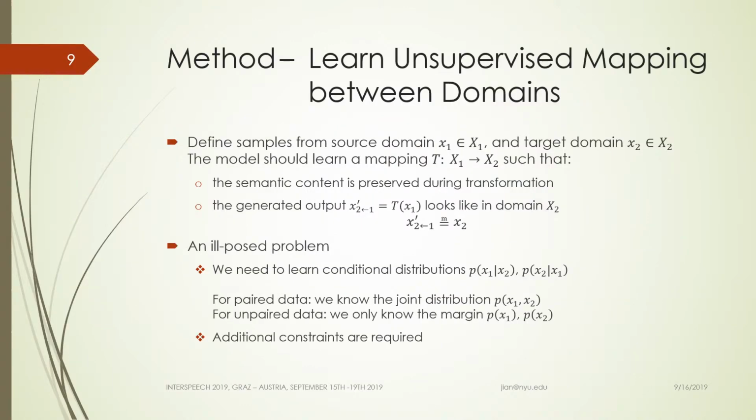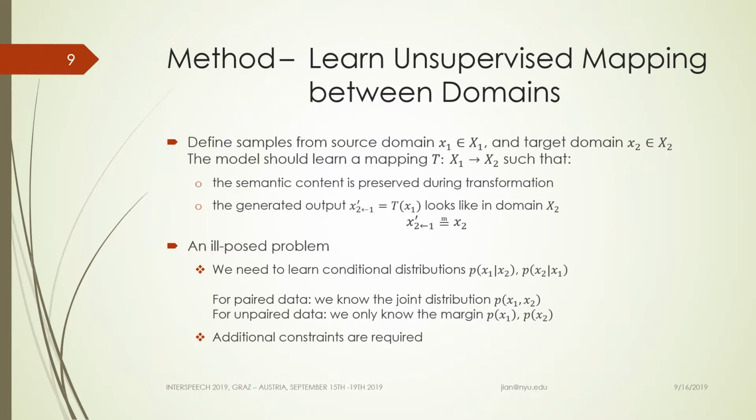Let's review our task. This is to transfer the emotion-related characteristics of a speech signal while preserving the speaker's identity and linguistic content. In mathematics, we define samples from source domain as x1 and the target domain as x2. The model should learn a mapping T such that the semantic content is preserved during transformation. The generated output looks like that in domain x2.